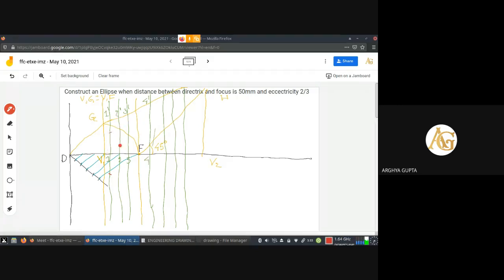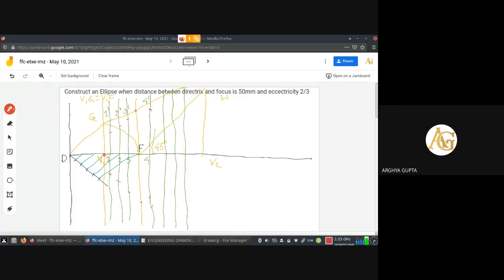Now 2 to 2 dash will have to be taken and, making center at F, another 2 points will have to be cut. The same will be repeated for the remaining lines. So 3 to 3 dash will be taken and, making center at F, again 2 points will be cut. Now 4 to 4 dash, with center at F, cut a point above and cut a point below.